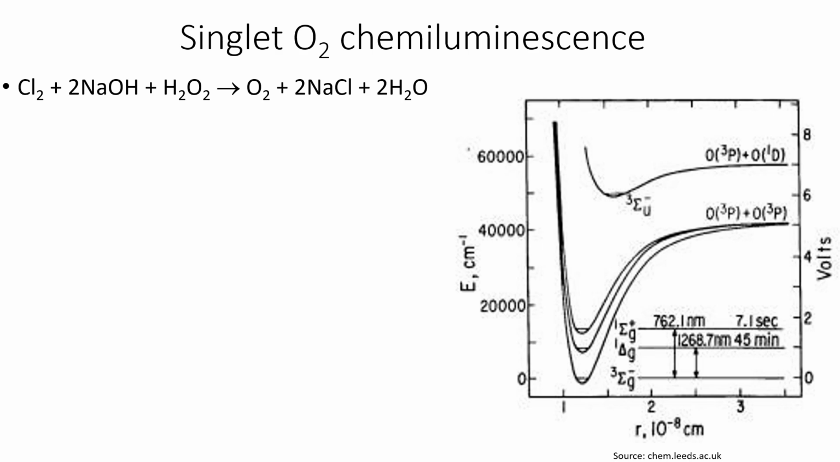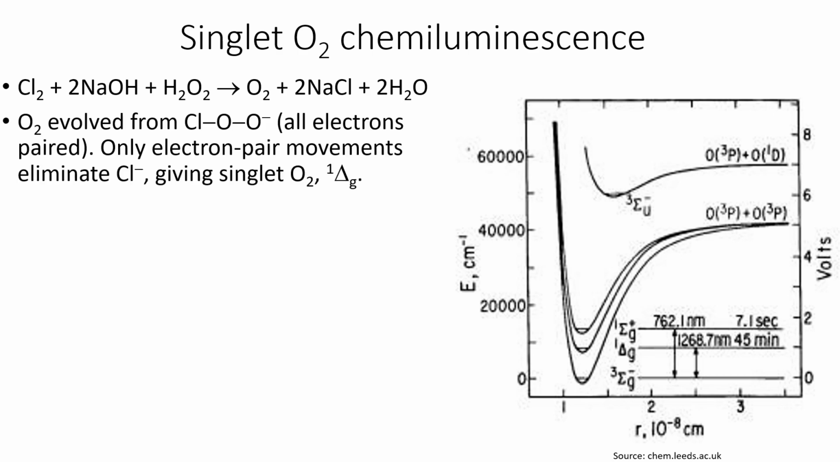What's interesting though is if you make oxygen a different way. You can see the equation on the board there. Here we're oxidizing hydrogen peroxide with chlorine in the presence of alkali, and we're making oxygen as one of the products. When you get into the mechanism, you actually end up chlorinating the hydrogen peroxide to make chloroperoxide, ClO2-. In this species all the electrons are paired. The way we make oxygen from this is that we eliminate Cl-.